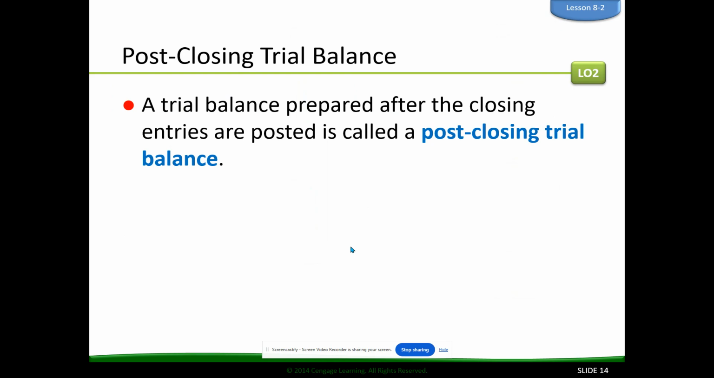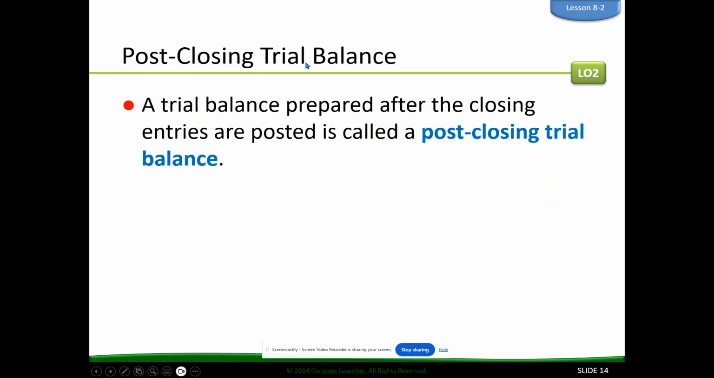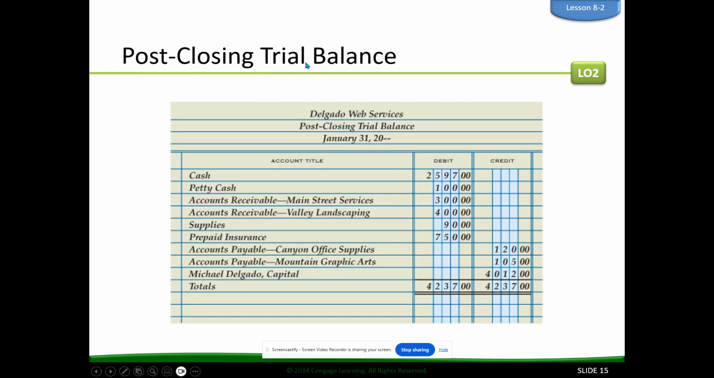The last step is to make sure our debits equal our credits for those accounts, right? For those accounts that are still open. So we have to do our heading, right? We have our who, our what and our when. Notice our when is for that last day because we're just looking at those ending balances. And we write down only the accounts that are still open and have a balance.